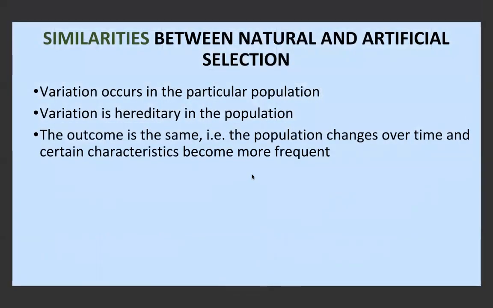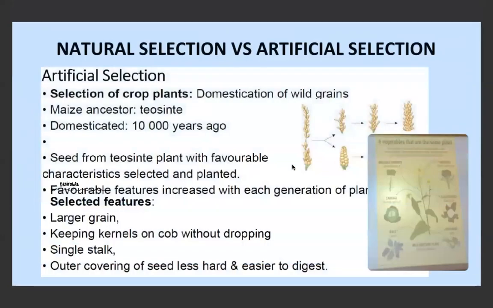Some of the similarities between natural and artificial selection: obviously there has to be variation within the particular population, that the variation is hereditary, and the outcome between natural and artificial selection is the same, changes over time in the population, and certain characteristics, either favorable or desirable characteristics, become more frequent.